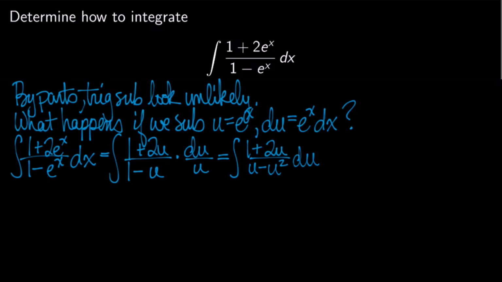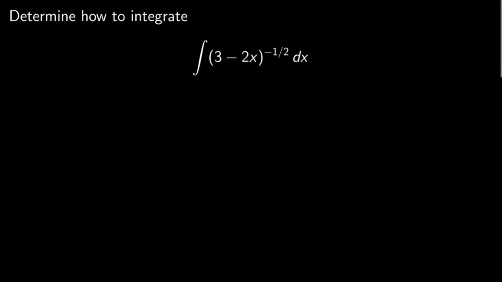And when I simplify that using algebra, I get 1 plus 2u on top, and I get u minus u squared on the bottom, and bam, partial fraction decomposition. That's going to get you there because u minus u squared factors into two linear factors. So I bet that guy's going to split up real nice.